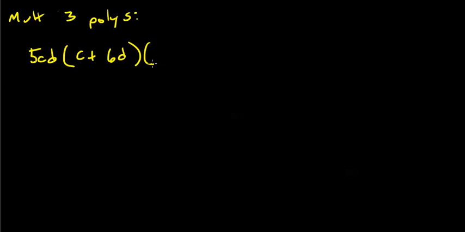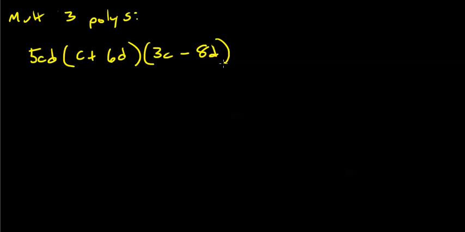Alright, one more type of product I want to talk about here. Oh, hang on a minute. A little trouble there. How about when we are asked to multiply 3 polynomials? Now, let me give you an example here. I've got a monomial times a binomial times yet another binomial.